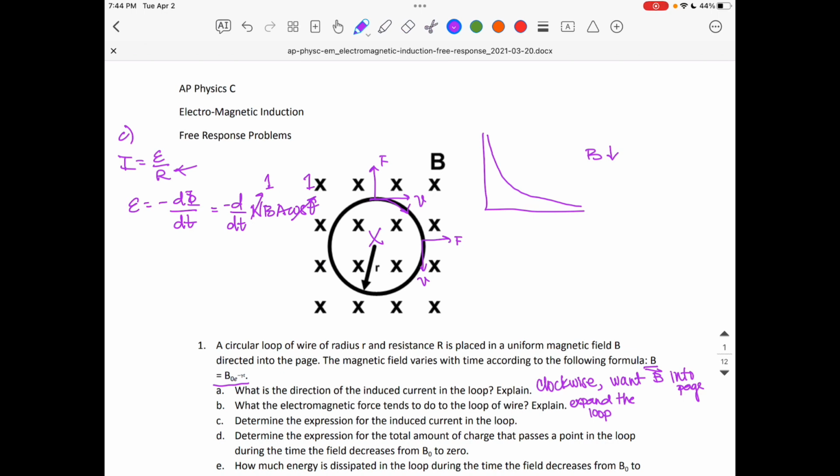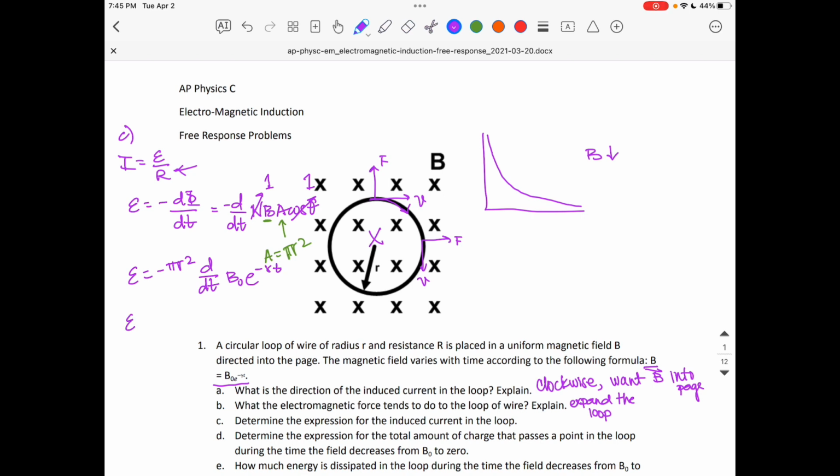And then the next thing we're going to do is identify what variable is changing. Obviously, they give us an equation for the magnetic field changing over time, and so we're going to take the derivative of B. A is a constant. It is the area within the loop, and the area within the loop is pi r squared. That whole thing can get pulled out of the derivative. So negative pi r squared d/dt of our B equation, B naught e to the negative gamma t.